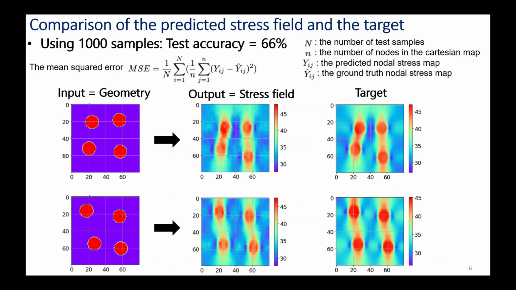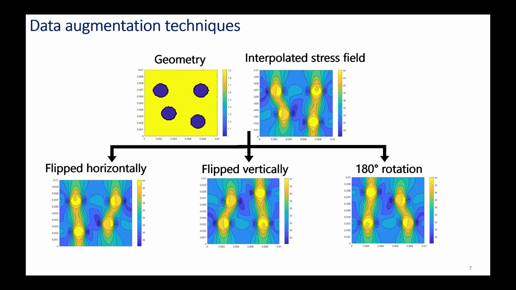The accuracy of the model was determined based on the mean squared error. So here you can see the relationship. And so using 1,000 samples, the test accuracy was equal to 66%. In the next slide, we will see the effect of the data augmentation technique.